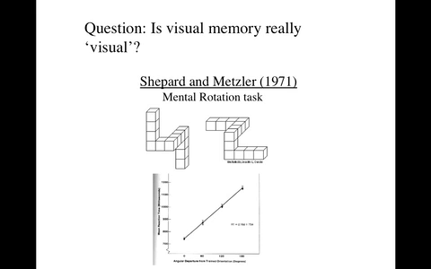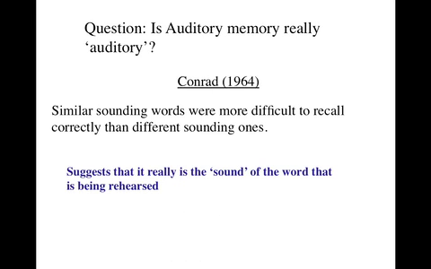The more offset the item was, just as if you had to physically rotate it, the mental rotation looked very similar, and so it suggests that there's something kind of visual about visual memory. And in the case of auditory memory, so things like word lists or these individual letters that people have to recall, there's also evidence that it's really stored in terms of an auditory code. Conrad's study showed that people would often mistake letters that sound similar to one another in short-term memory, and it suggests it's really encoded in terms of the sound that it makes.